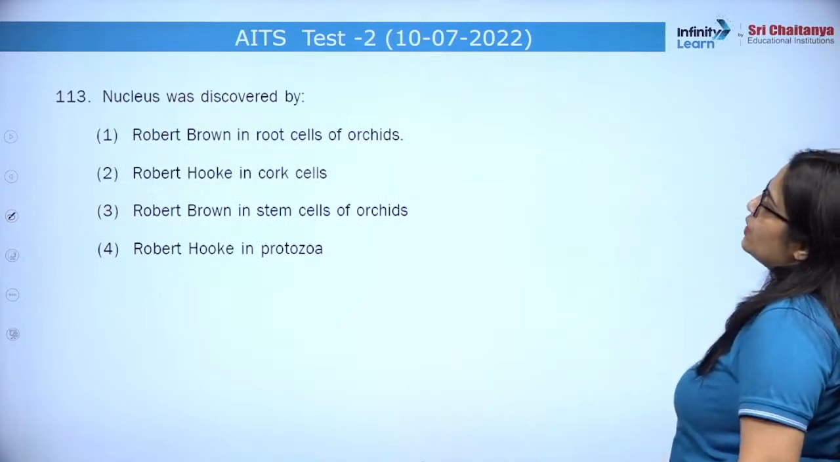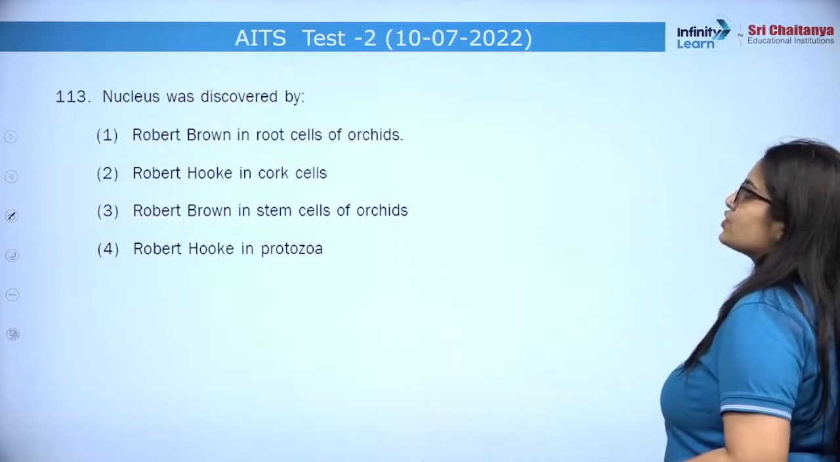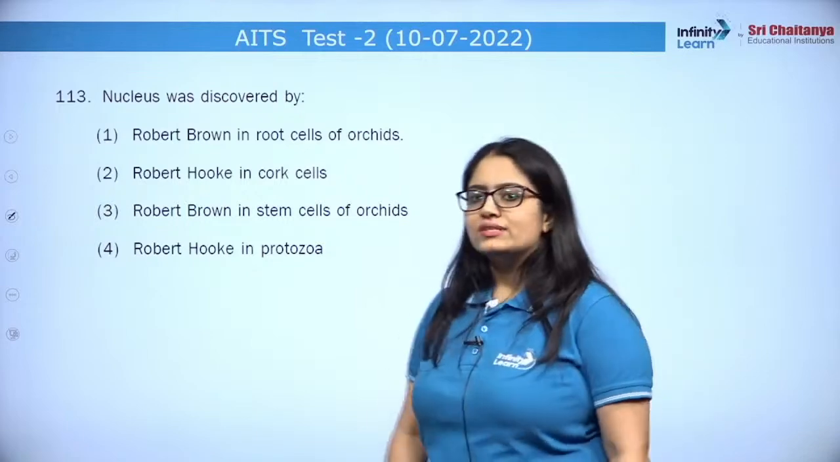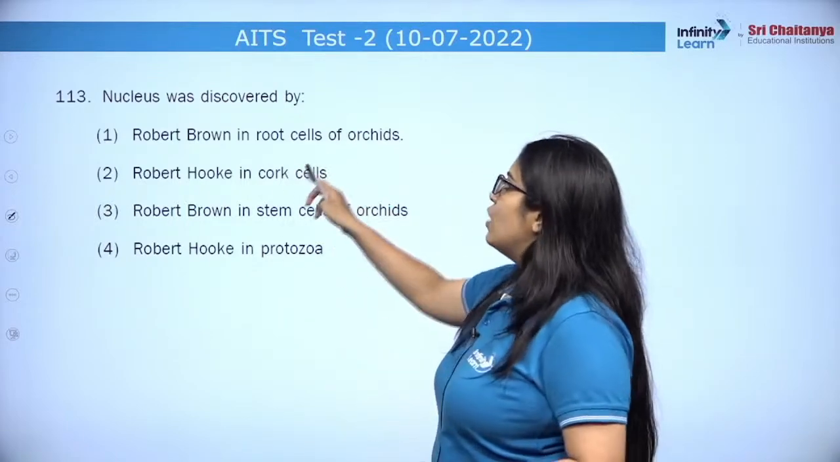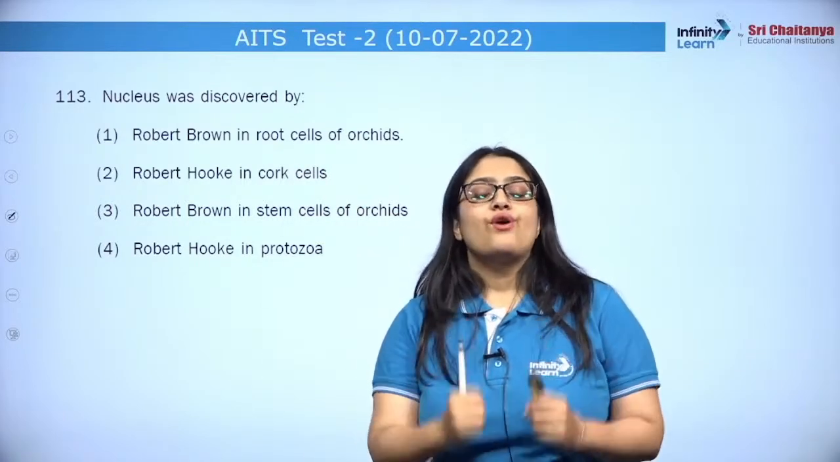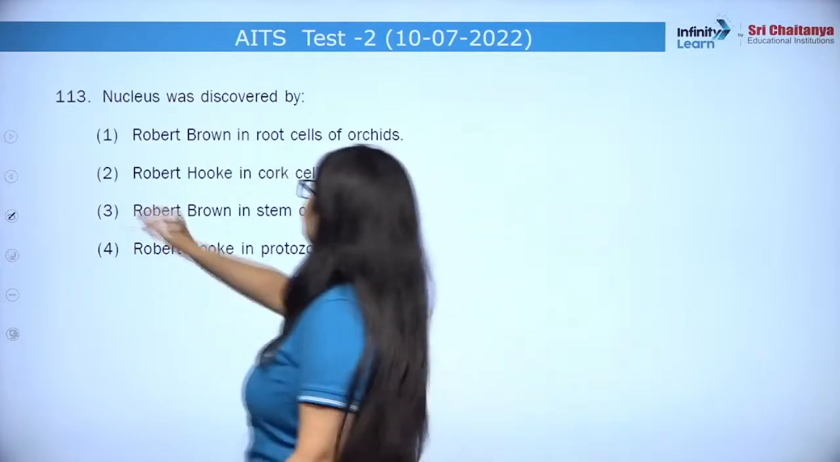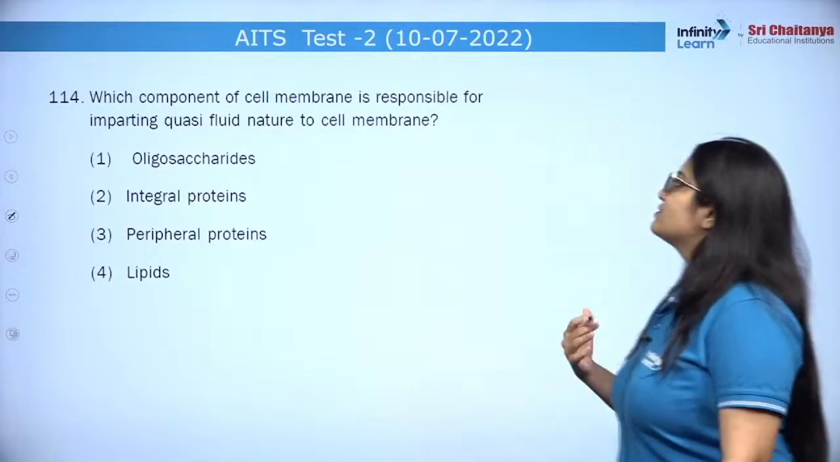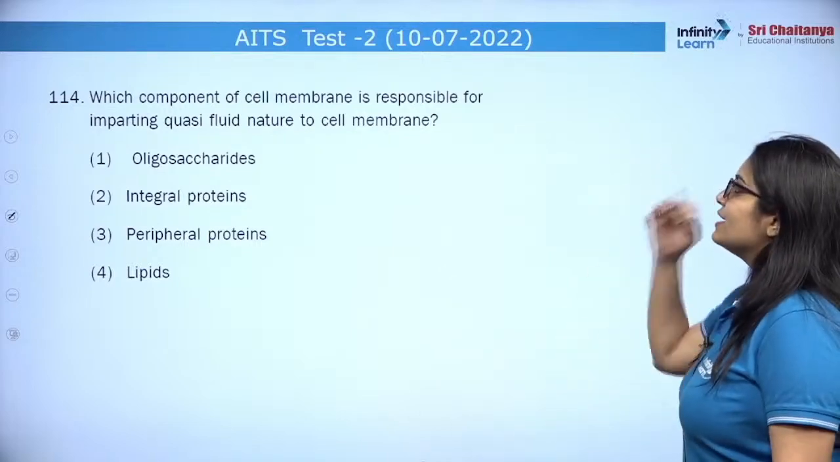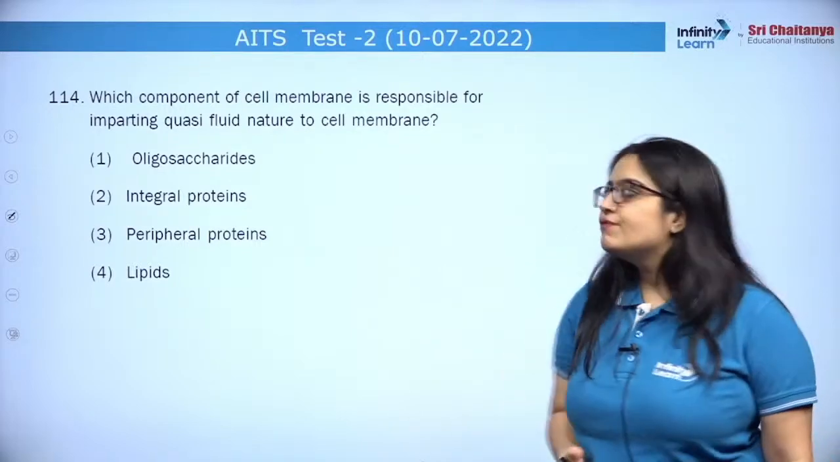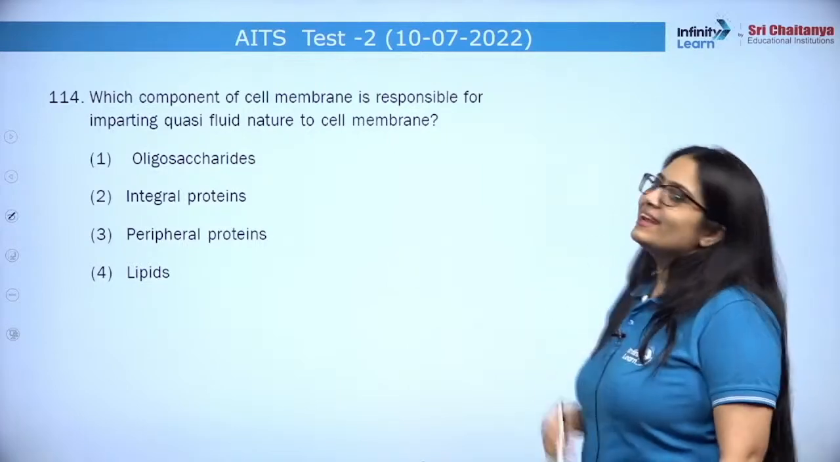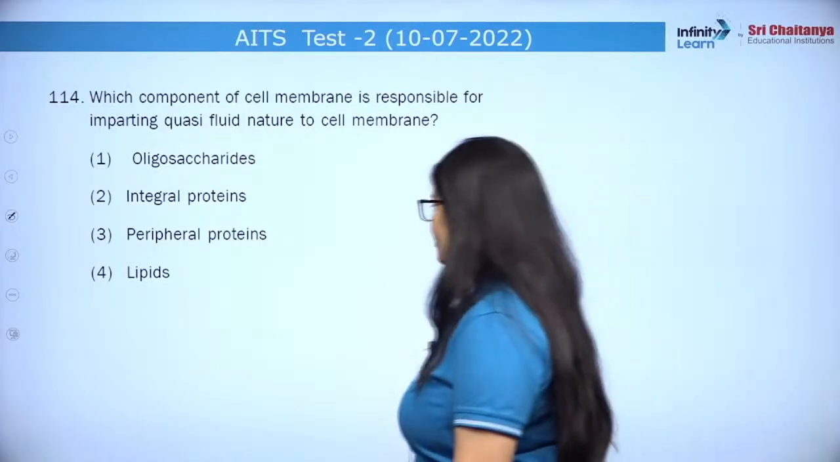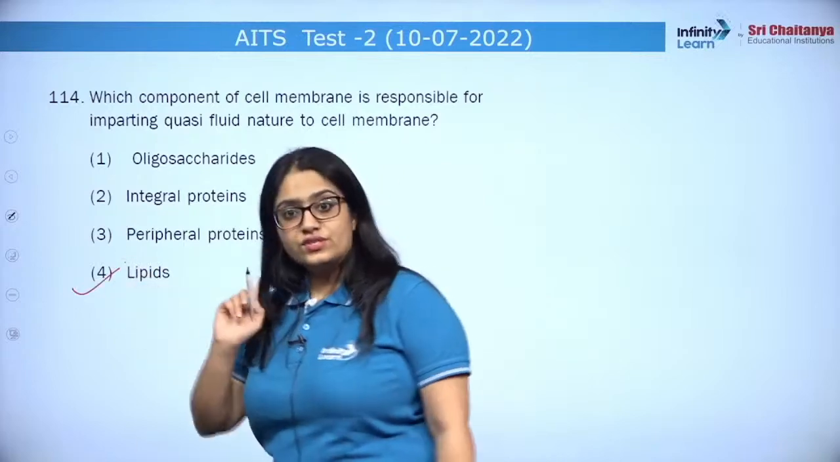Nucleus was discovered by, so this is a factual question, you need to remember this, my dear students. It was discovered by Robert Brown in the root cells of orchids. Next question, which component of cell membrane is responsible for imparting the quasi-fluid, means the semi-fluid nature to cell membrane? It is the lipid molecules. It is the lipid molecules, straight from NCERT.